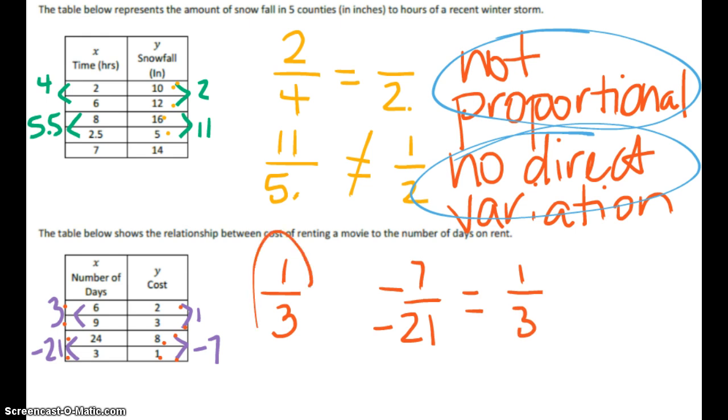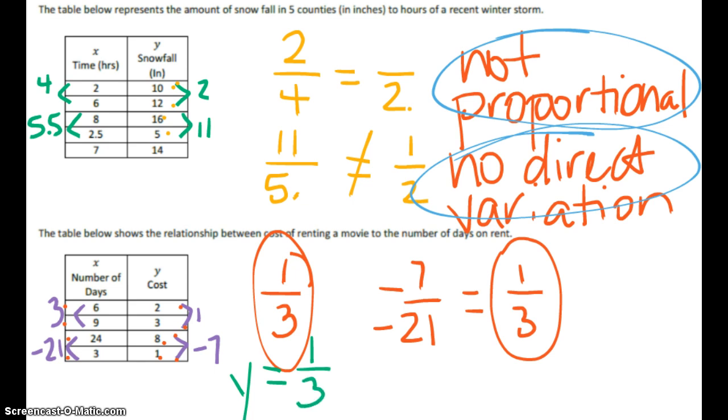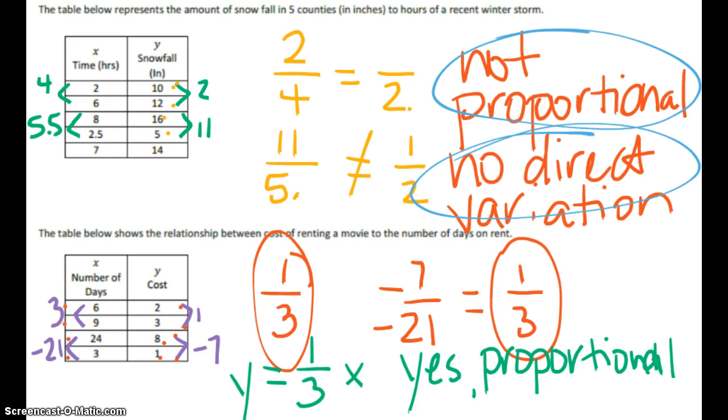So, do we have the same slope? Yes, we do. There is a direct variation. So in this particular situation, we do have a proportional relationship because we can say that y equals 1/3 of our x's. And if you plug your values in, you should get a true statement. So in this situation, yes, we do have a proportional relationship.